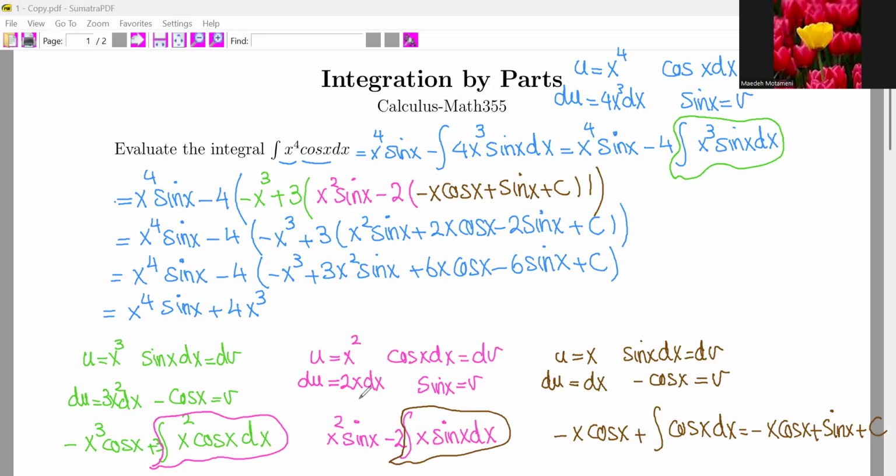Okay, let's check it out. That would be negative here, so 3x squared, a negative here, that would be negative 12x squared sine of x minus 24x cosine of x plus 24 sine of x plus c.